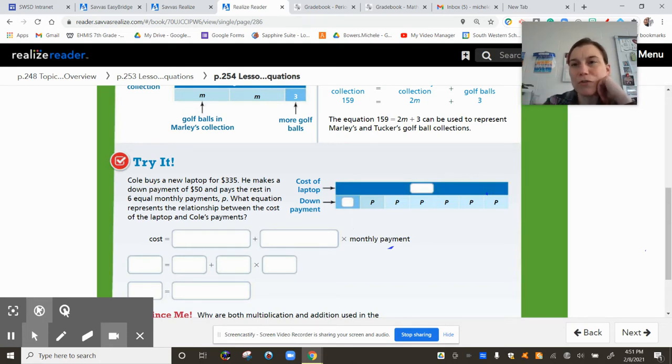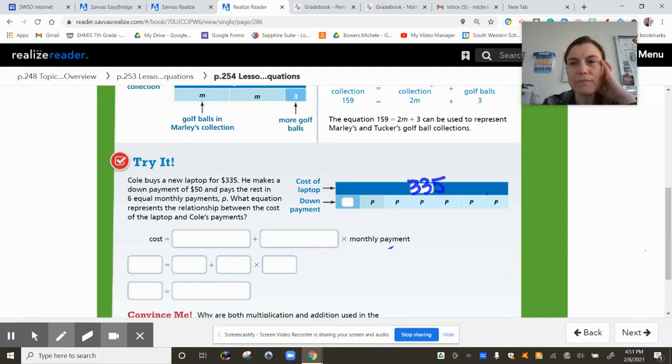So they've created this bar graph again, and what they're saying is the total amount is $335. He's going to pay all of it eventually. First, he pays $50. Get that out of the way. And then he pays the same amount for 6 months. And that's what all these P's represent: P for how much he pays each month.